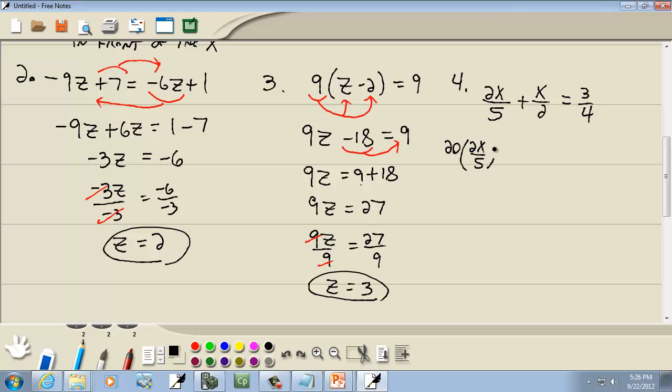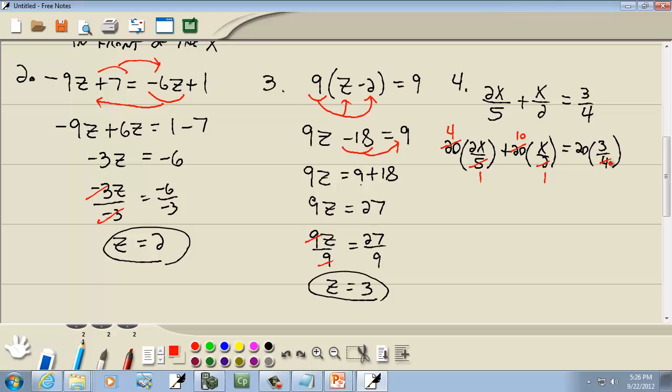When I say everything, I'm talking about what's separated by pluses and minuses and equals. So we'll multiply it times the 2x over 5, times the x over 2, and times the 3 over 4. Now 20 and 5 are both divisible by 5. 5 divided by 5 is 1. 20 divided by 5 is 4. 2 and 20 both divisible by 2. 2 divided by 2 is 1. 20 divided by 2 is 10.